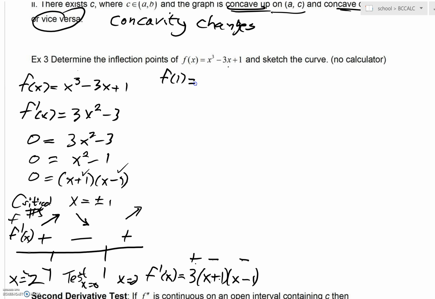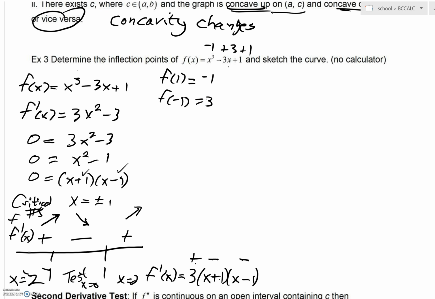Like at f of 1, you'd get 1 cubed minus 3 times 1 is 3, plus a 1. Well, 1 plus 1 is 2. 2 minus 3, you'd get a -1. Hey, what if I plugged in a -1? Well, -1 cubed would be a -1. -3 times a -1 would be a +3. And you could see very quickly, this would be a 4 plus -1, this would be a 3.